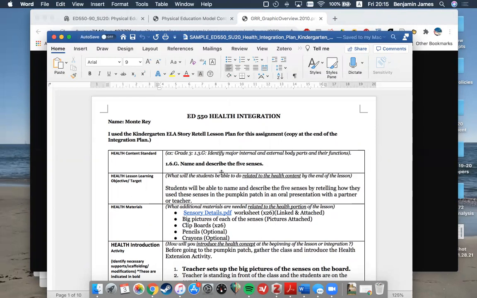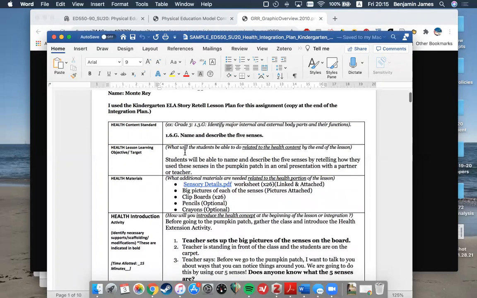As I communicated in my learning objective, I'm directly assessing them in this assessment activity. So let's look at what this teacher has done here. They chose the standard: name and describe the 5 senses. The learning objective says students will be able to name and describe the 5 senses. Okay, that's directly taken from the standard. That's usually a good sign for me.